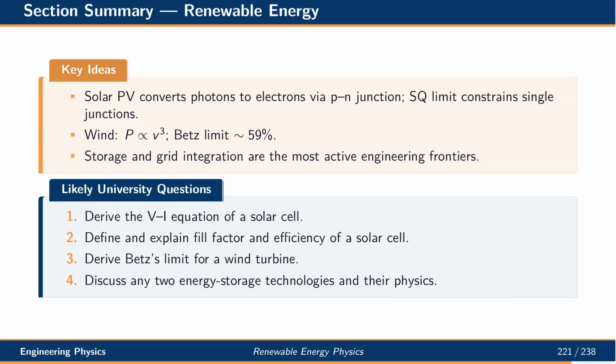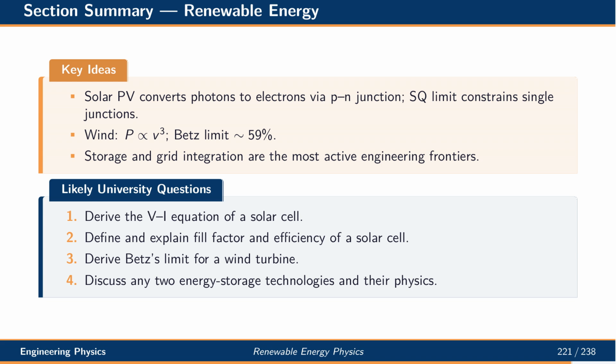Let us summarize this section. Solar photovoltaics convert photons to electrons via a p-n junction, limited by the Shockley-Queisser bound for single junctions. Wind power scales as the cube of wind speed, with the Betz limit constraining extraction. Energy storage and grid integration form the most active engineering frontier in renewable energy.